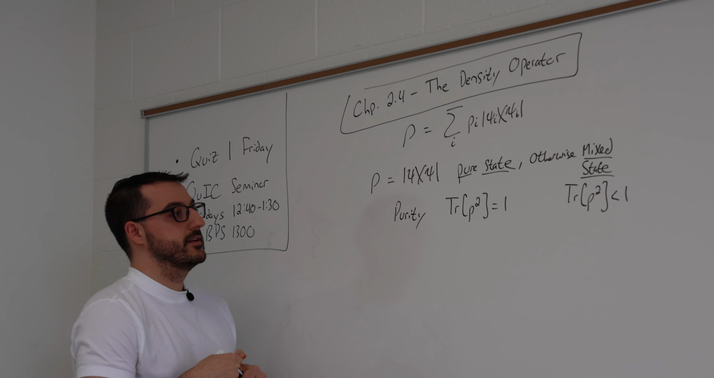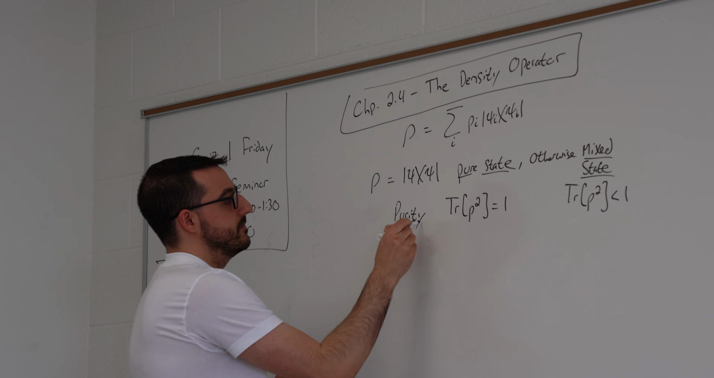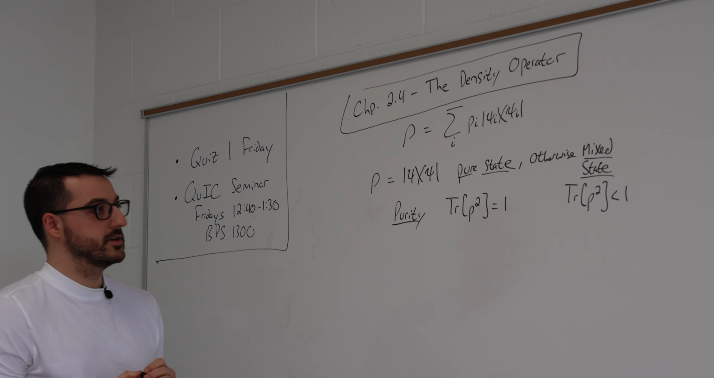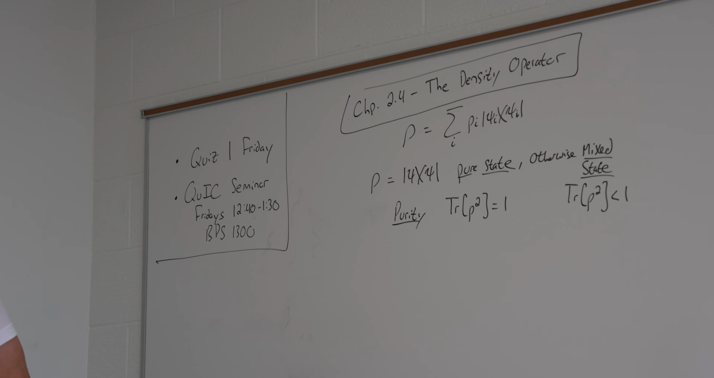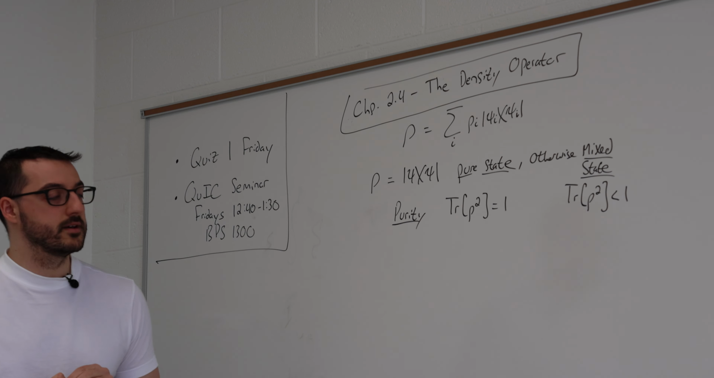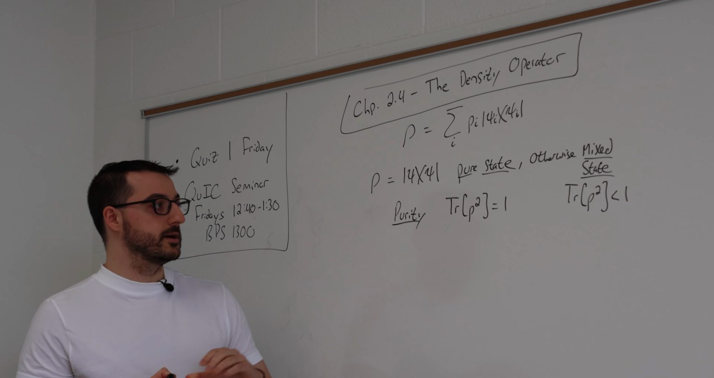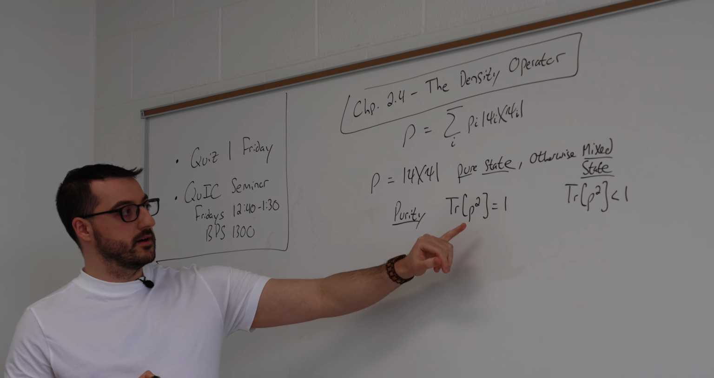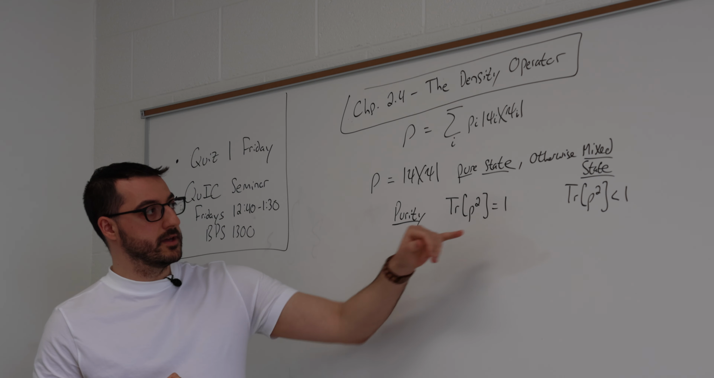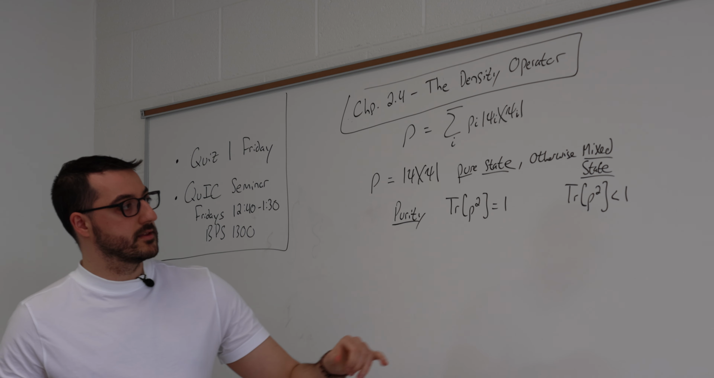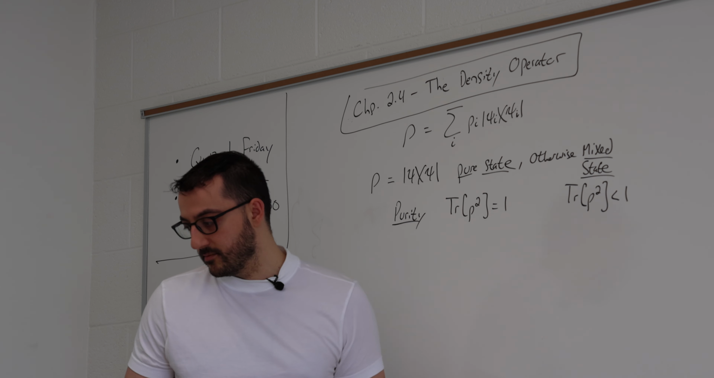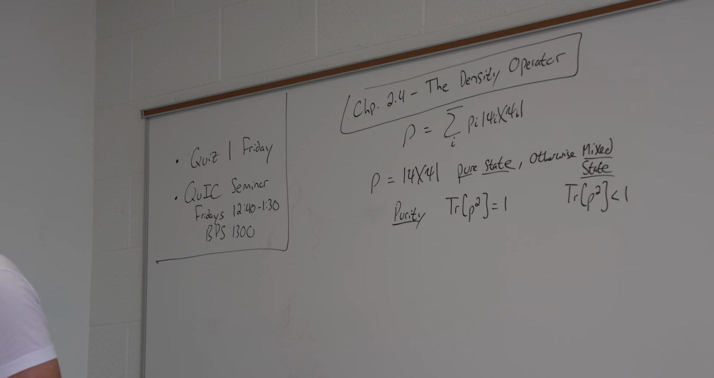We also defined the purity last time. The purity is this quantity, trace of rho squared. And as a theorem, we stated it, but we didn't prove it. I will ask you to prove it in the homework, I believe. The trace of rho squared, the purity, being 1 is equivalent to the state being pure. And otherwise, if the trace of rho squared is less than 1, then it is a mixed state.